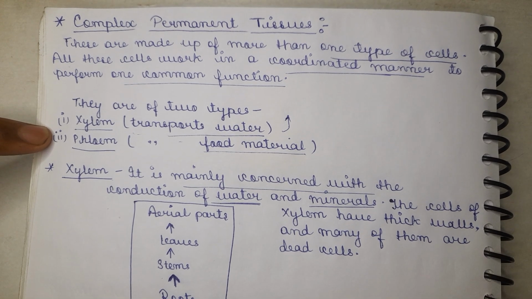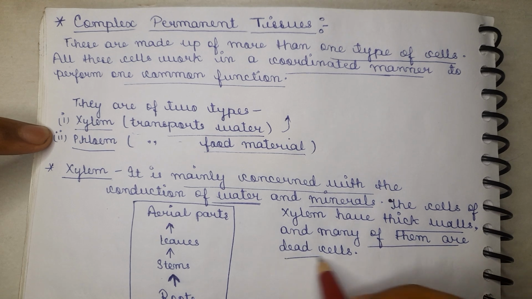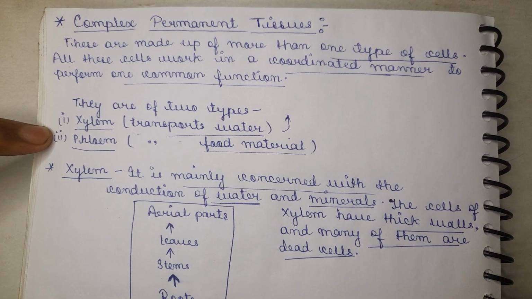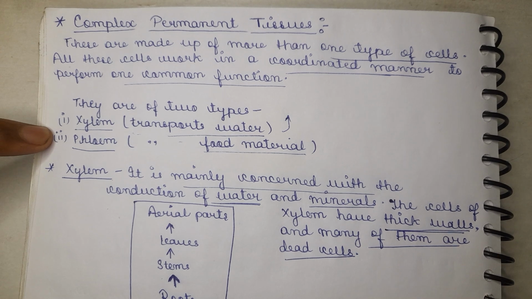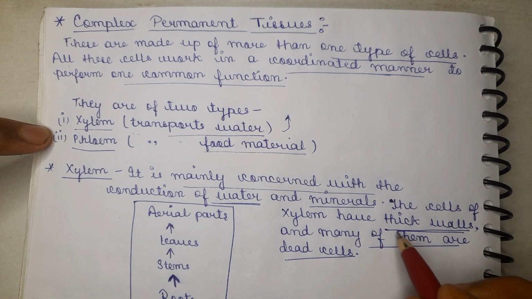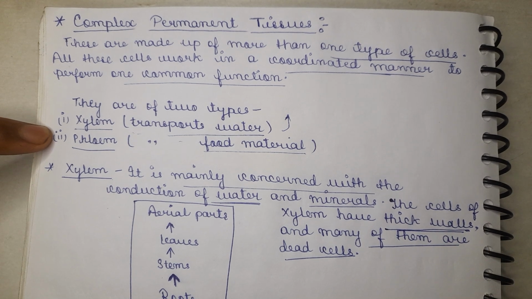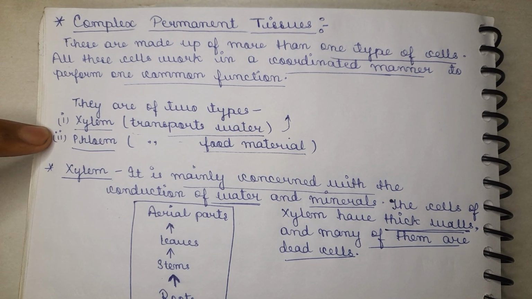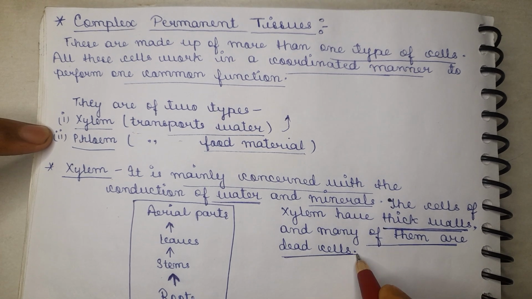The xylem tissues mainly have thick walls and many of them are dead cells. The xylem tissues are mainly composed of thick walls. If there were no thick wall present in the xylem tissue, there might be a chance of leakage of the water from that tissue. That's why the xylem tissues have thick walls and many of them are dead cells.